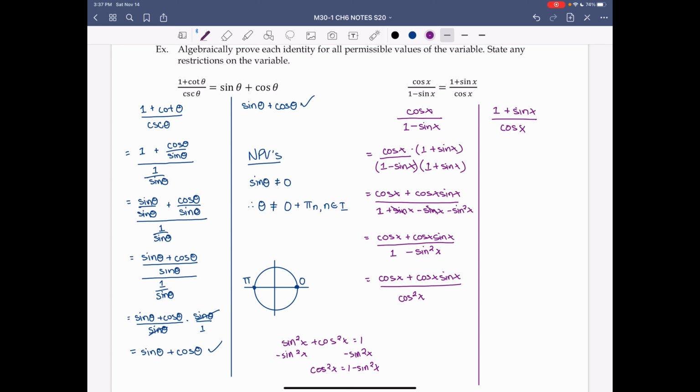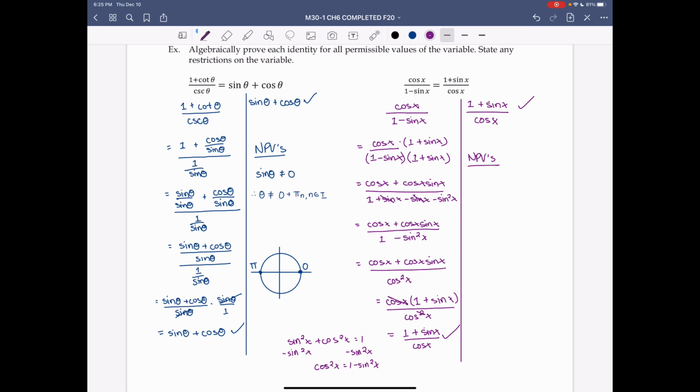Then I see that I can also factor out cos x from the top: cos x times 1 plus sine x, divided by cos squared x. And then I can divide by cos x on top and bottom. That leaves me with 1 plus sine x over cos x, which is the same as the right side. So I've proved it. Next, I want to state my NPVs.